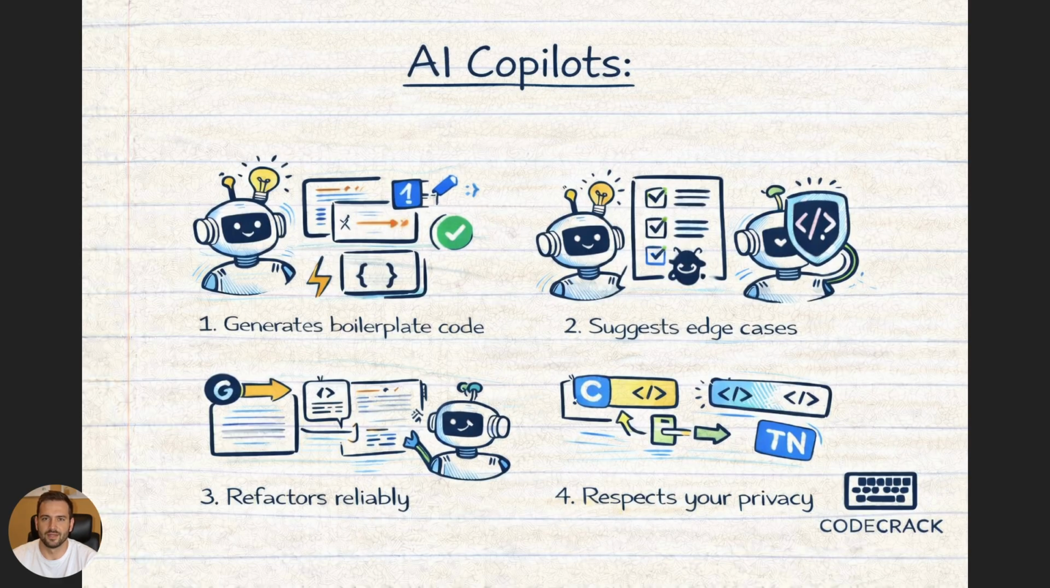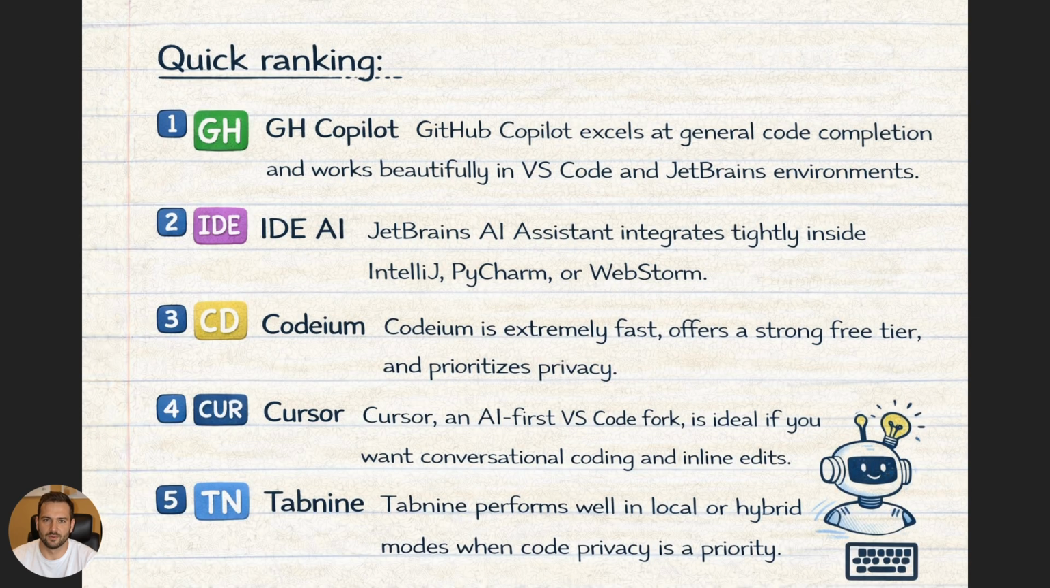Now let's cover AI copilots. The best one generates boilerplate code, suggests edge cases, refactors reliably, and respects your privacy. Here's the quick ranking. GitHub Copilot excels at general code completion and works beautifully in VS Code and JetBrains environments. JetBrains AI Assistant integrates tightly inside IntelliJ, PyCharm, or WebStorm. Codeium is extremely fast, offers a strong free tier, and prioritizes privacy. Cursor, an AI-first VS Code fork, is ideal if you want conversational coding and inline edits. Tabnine performs well in local or hybrid modes when code privacy is a priority.